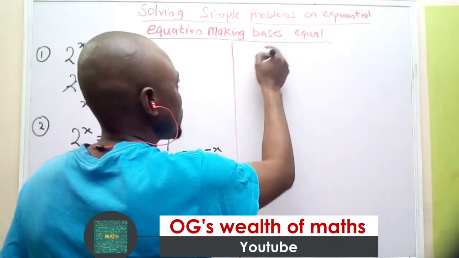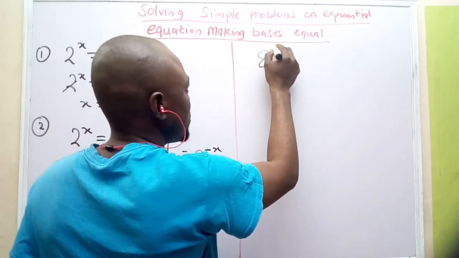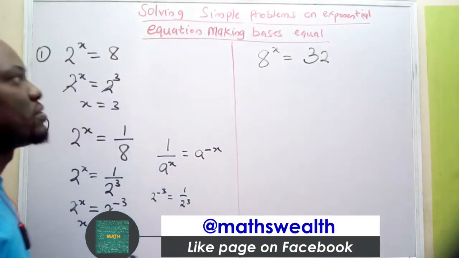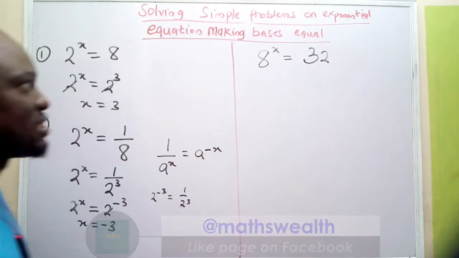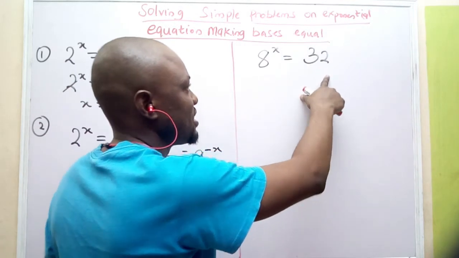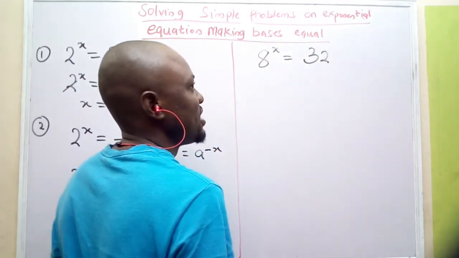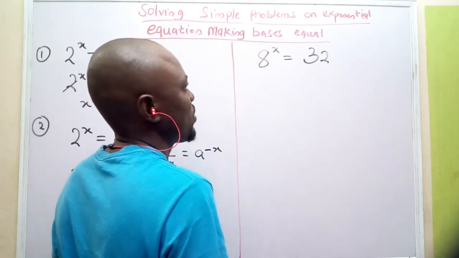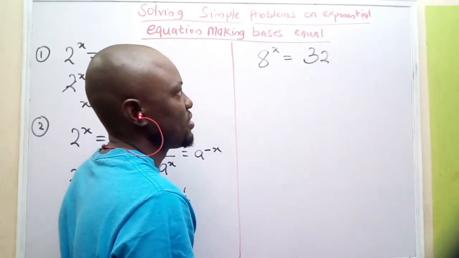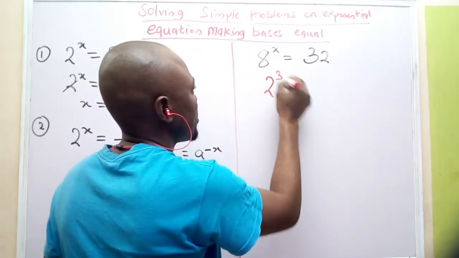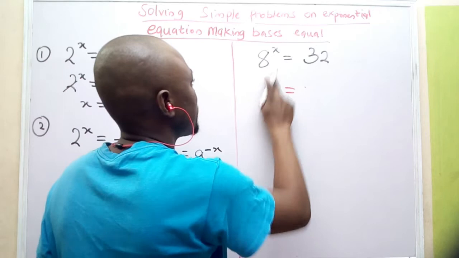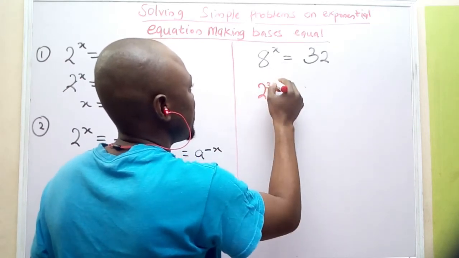Let's take another one: 8 raised to the power of x equals 32. Now I want to ensure they have the same base. This has the base of 8. If I make the right side base 8, then 8 raised to the power of 2 will give me 64, so that won't work. I need to find a way. 8 is 2 to the power of 3, so this can be 2 to the power of 3, all raised to x.